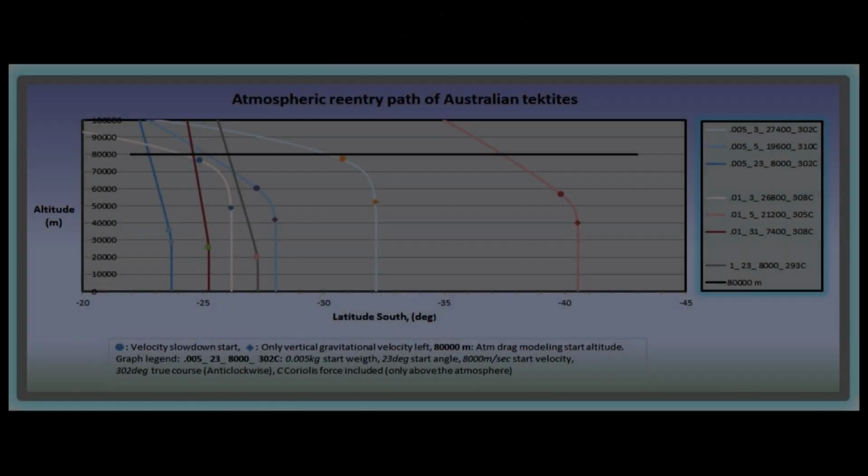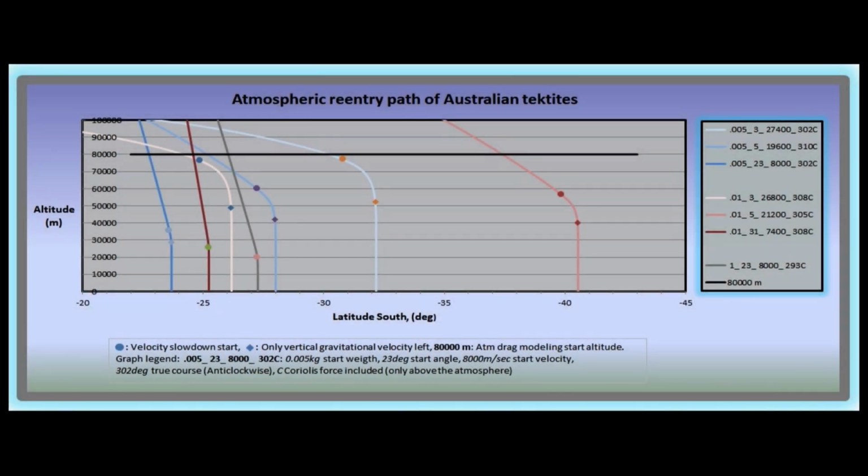The modeled trajectory of tektite atmospheric reentry, by weight and reentry angle, over Australia, assuming dense atmosphere, starts at 80,000 meters altitude. Steep entry angles decelerate in a straight line, before falling vertically to the ground, while oblique angles decelerate at higher altitudes, before falling vertically. Heavier tektites with higher momentum take longer to decelerate.